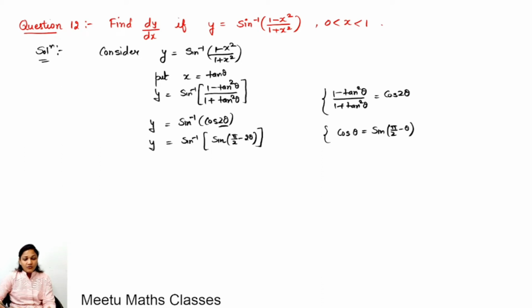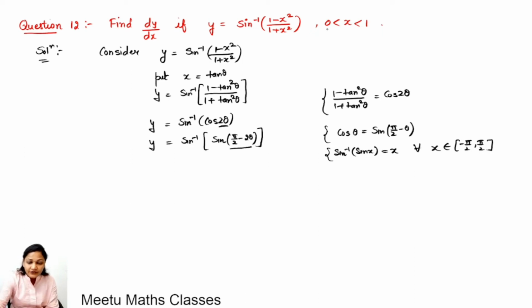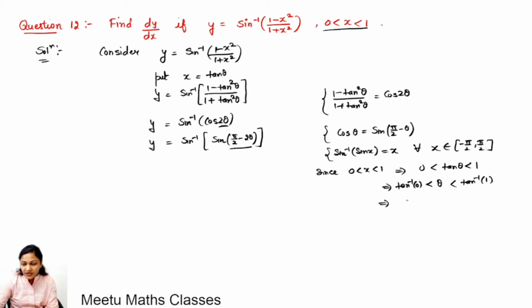Now, we know that sine inverse of sine x is equals to x for all x lying between minus pi by 2 to pi by 2. So, we are going to check whether pi by 2 minus 2 theta lies between minus pi by 2 to pi by 2 or not. And for that, we are going to use this. Since x is lying between 0 to 1, so our tan theta is lying between 0 to 1. So, theta will lie in between tan inverse of 0 to tan inverse of 1. Tan inverse of 0 is 0 and tan inverse of 1 is pi by 4. So, 2 theta will lie in between 0 to pi by 2. So, minus 2 theta will lie in between minus pi by 2 to 0.